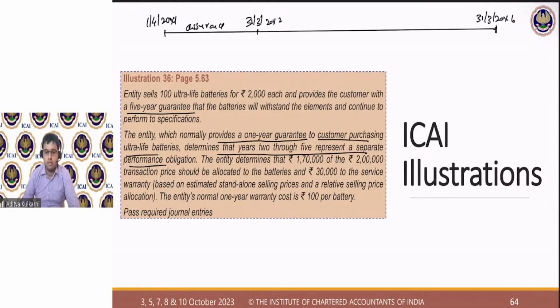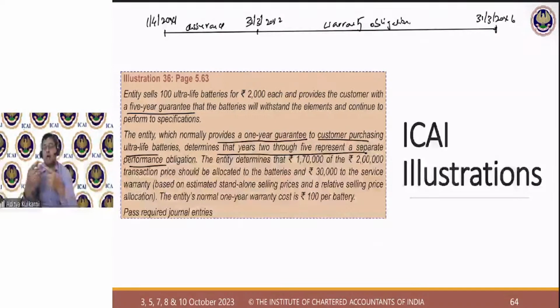So this is an assurance. And for years 2 to 5, they represent a separate performance obligation. So the warranty obligation is there separately. And therefore, do I have to split the revenue? Answer is yes. It will be split between the product cost and the 4-year warranty cost for years 2, 3, 4, and 5. And after that, you will do the accounting. The first year's warranty will not be unbundled because it is an assurance type of warranty.